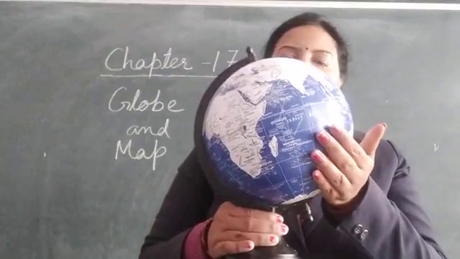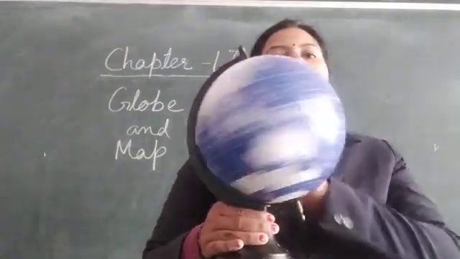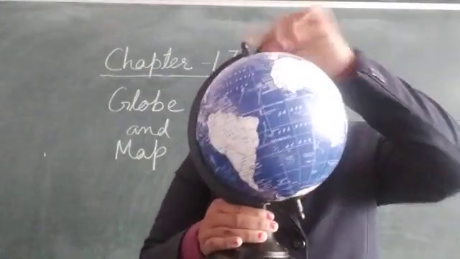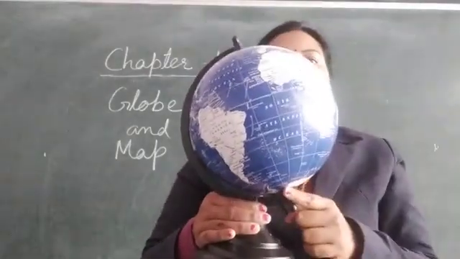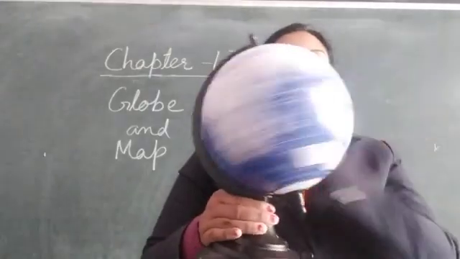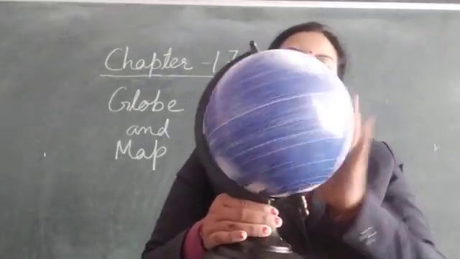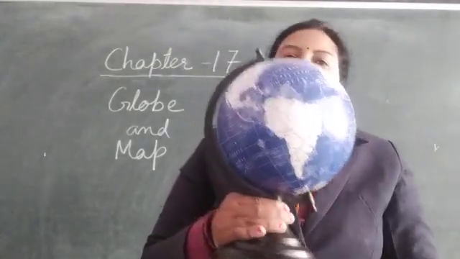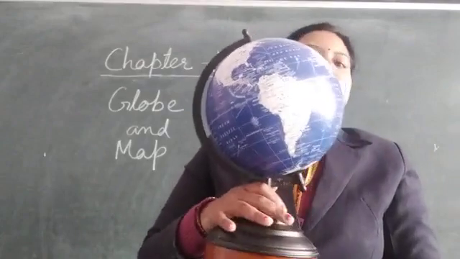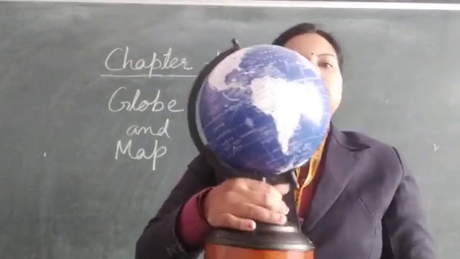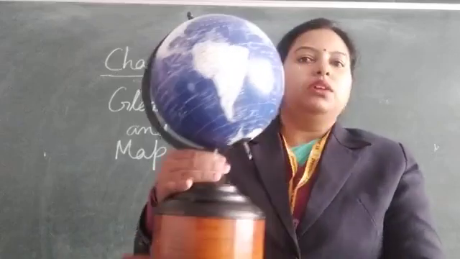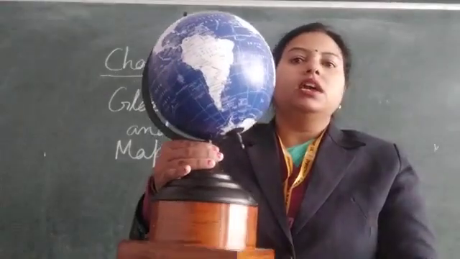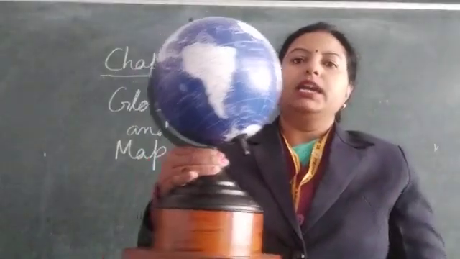It is spherical in shape and spins around its axis. These two are the axes of a globe, north and south, and it spins around on its axis. Students, although it is a true model of our Earth, at the same time it gives very little information. A big globe is difficult to handle. It occupies lots of space and cannot be carried everywhere.